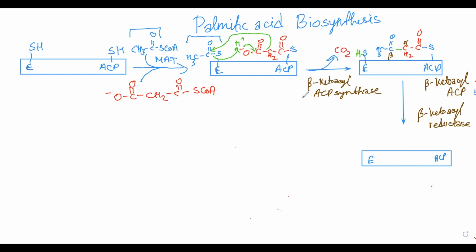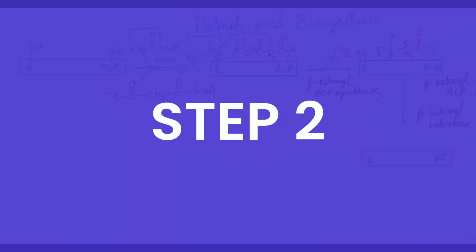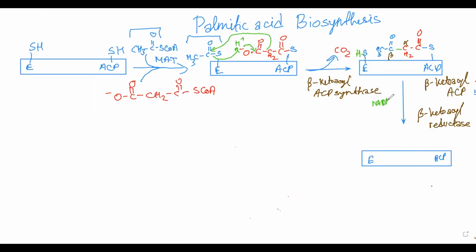Now using a beta-ketoacyl reductase, we will reduce this beta-ketoacyl ACP, and for reduction we use NADPH+, which gets converted to NADP+, and then here in the beta carbon we will reduce the keto group to an alcohol group, and the rest of it stays the same. And now as we have reduced the keto group, the new name would be beta hydroxyacyl ACP.